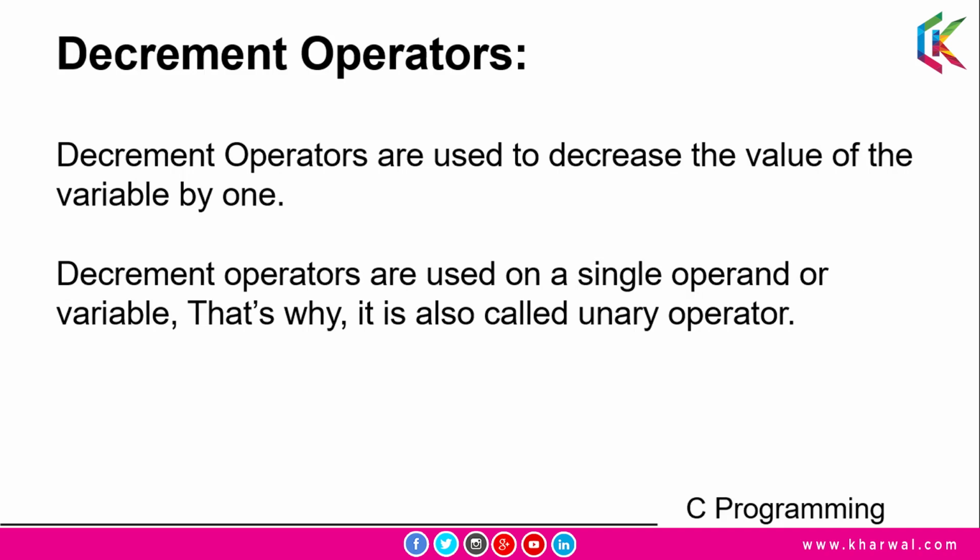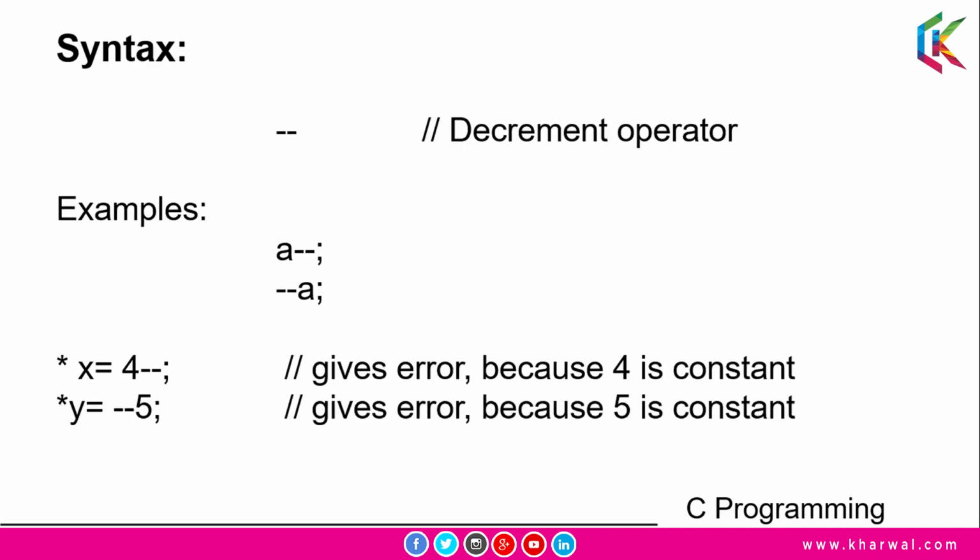Now guys, moving ahead and we'll discuss the syntax of these decrement operators. We use a double minus sign to represent decrement operators, and these are a few examples of decrement operators. Basically, these are the examples of post-decrement and pre-decrement. But we cannot apply these decrement operators on constants, otherwise we will get an error.